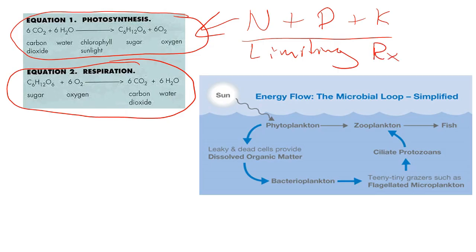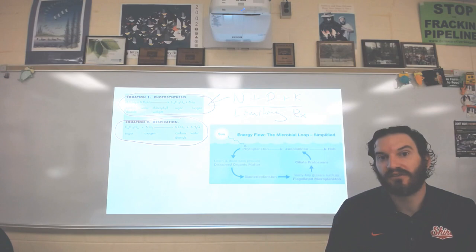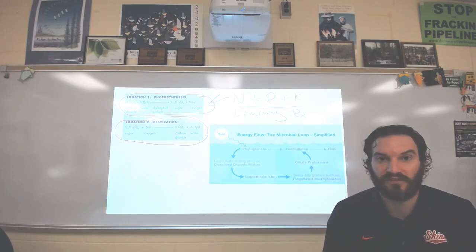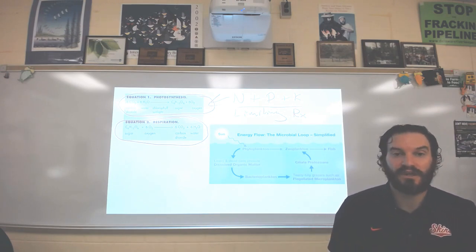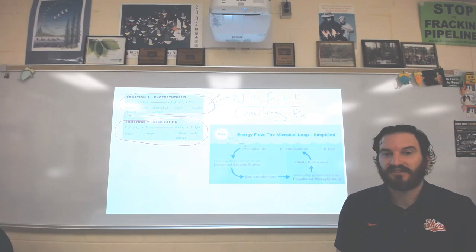So there are limiting reactants. They control the rate of the photosynthetic equation. If they are in abundance, we'd go through a lot of photosynthesis. If they are not in abundance, we slow down the rate of our photosynthesis. And pretty much what we are going to be looking at through this lab is this right here.